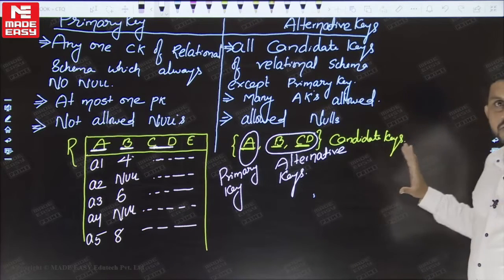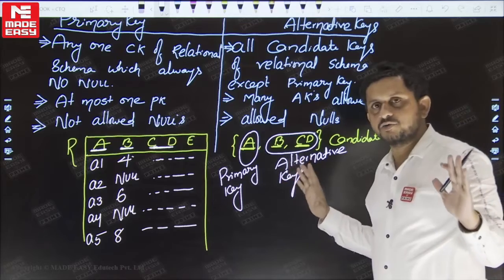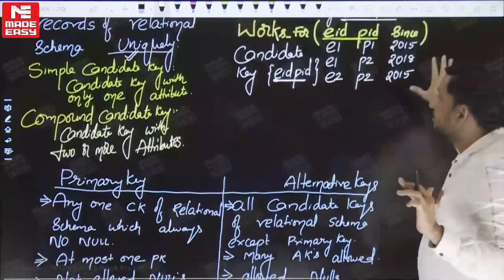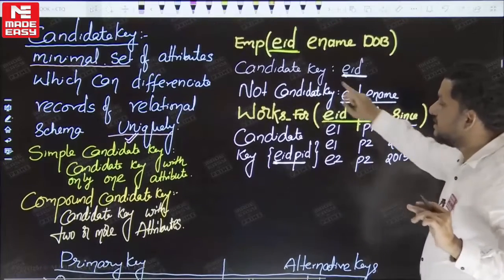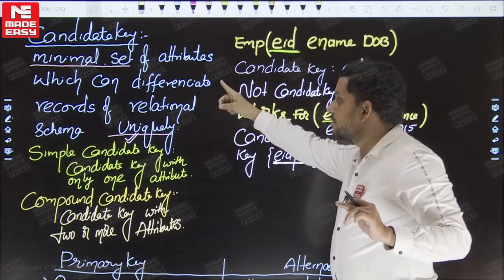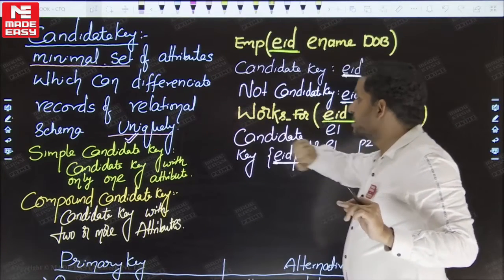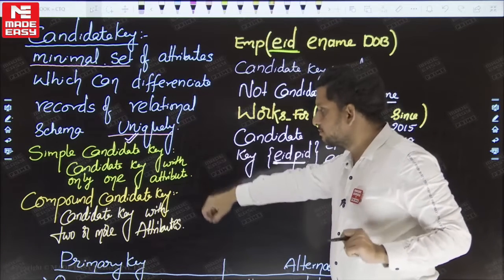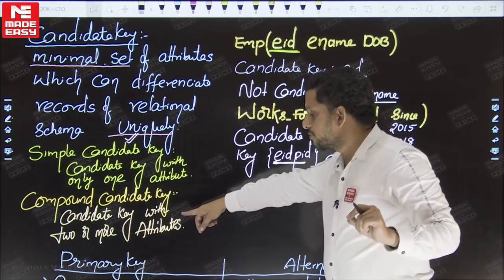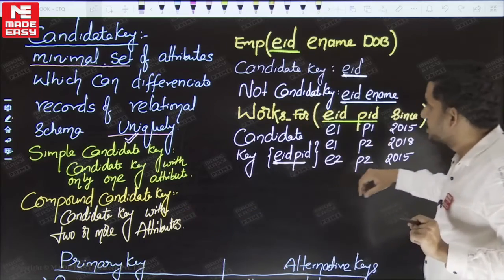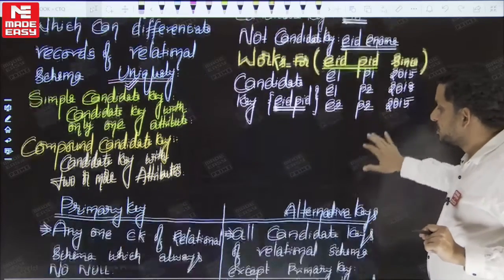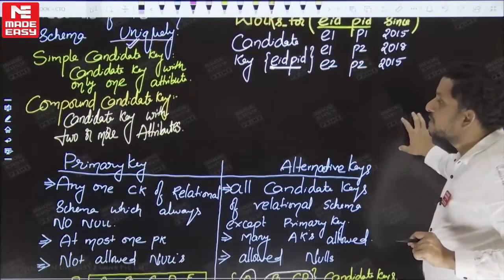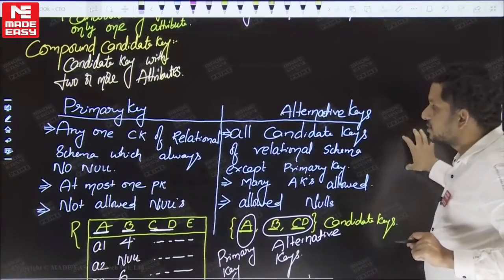So this is about the primary key, alternative key, candidate key concept. What we discussed: we define a candidate key as the minimal attributes that can differentiate the records uniquely. If one attribute forms a candidate key, it's a simple candidate key. If two or more attributes form the candidate key, it is a compound key, and a relation can have simple candidate keys and compound candidate keys as well.